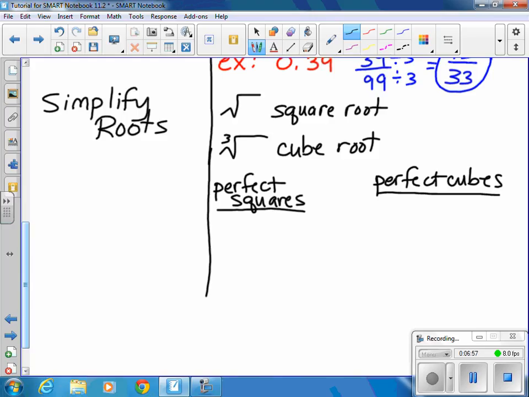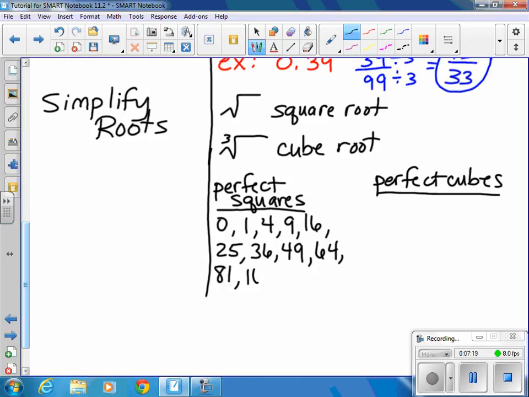So for our perfect squares, 0 is the smallest one we have. 0 is a perfect everything. 1 is also a perfect everything. And then after 1, we start going with 4, 9, 16, 25, 36, 49, 64, 81, 100, and it keeps going on. Okay. For perfect cubes, 0 is still a perfect cube, and so is 1. 0 and 1 are perfect everything, so you don't have to worry too much about them. But for the next one, 2 times 2 times 2 would give you 8.